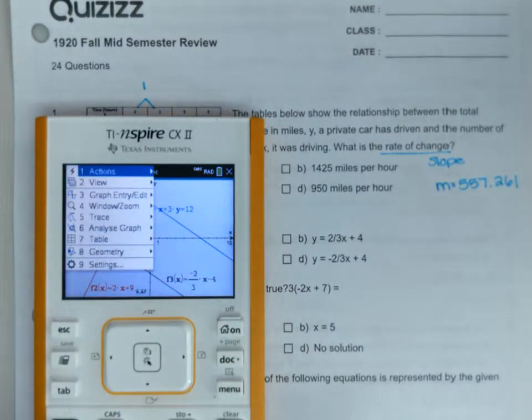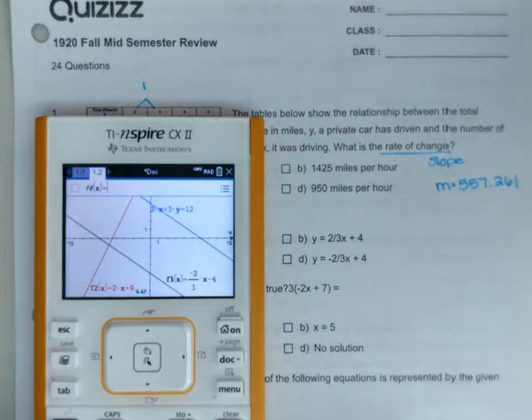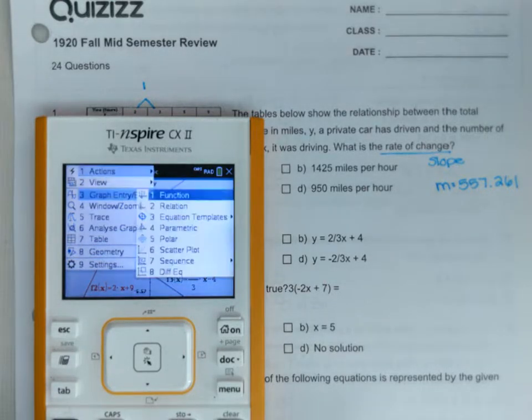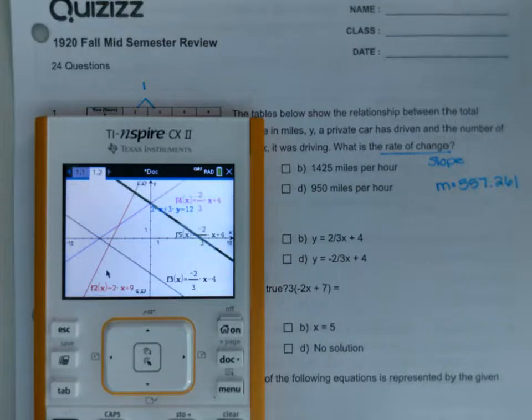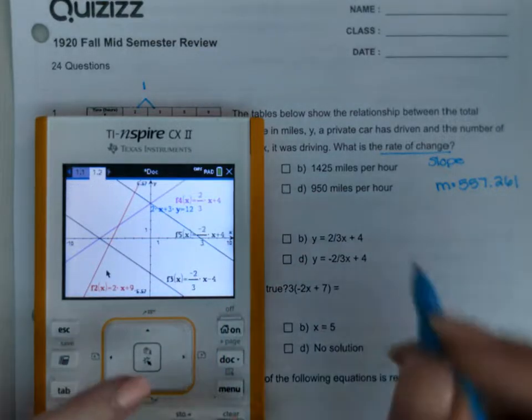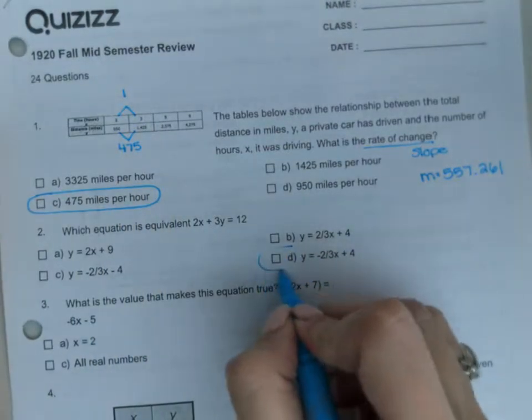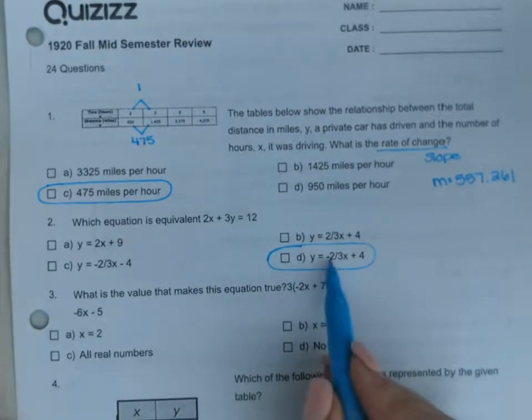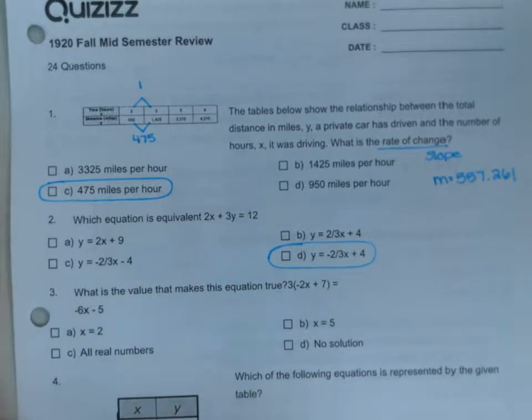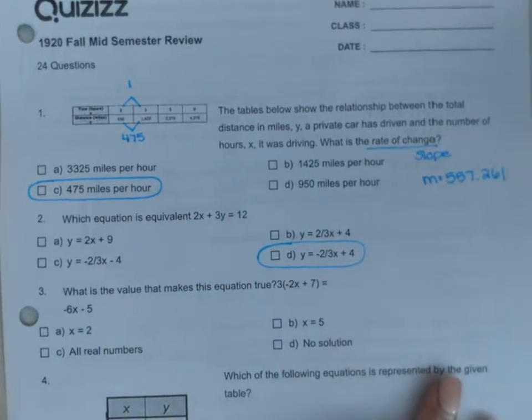Menu, 3, 1. Y equals 2 divided by 3x plus 4. Enter. That does not match. Menu, 3, 1. Y equals negative 2 divided by 3x plus 4. That went directly over that first line. That is my answer. So remember, anytime they give you equations, the answer choices are equations, the question is an equation, put them both in your calculator.